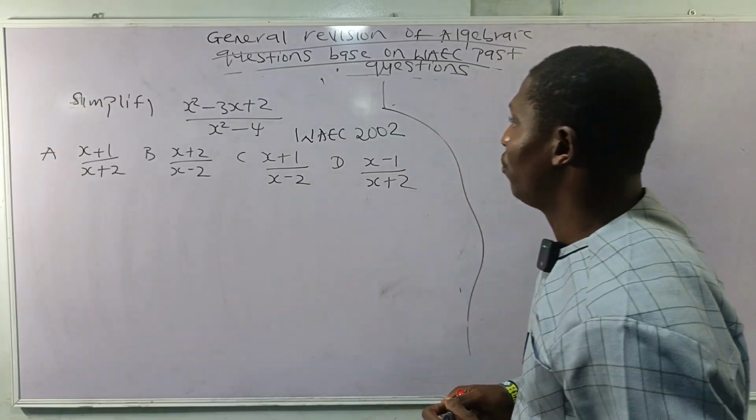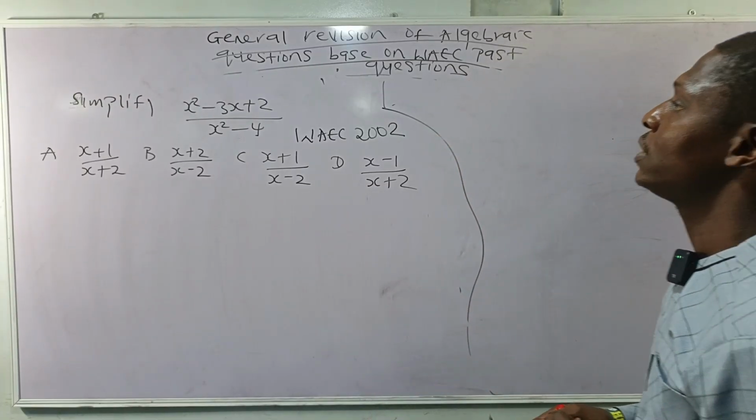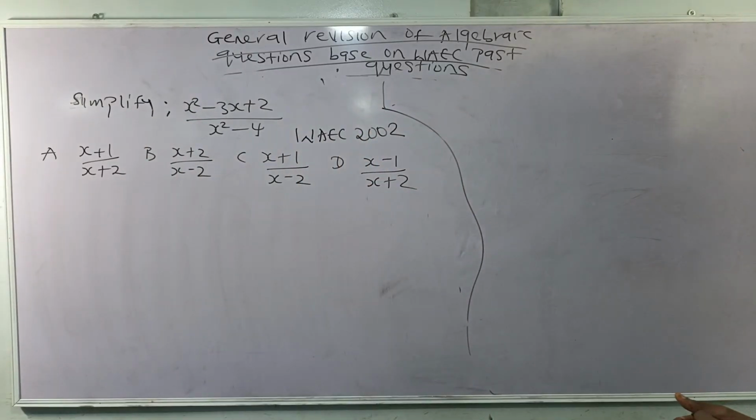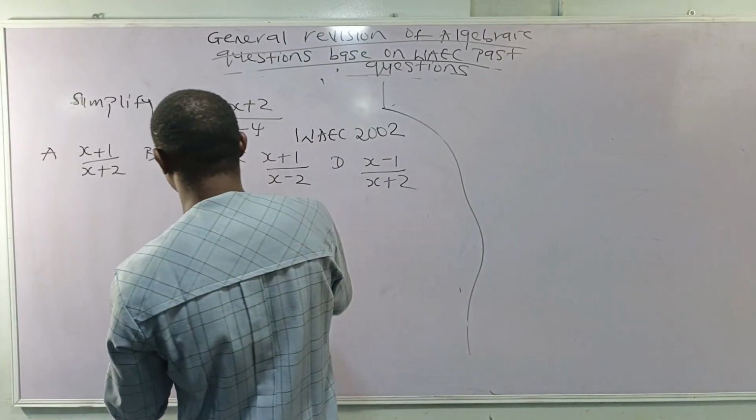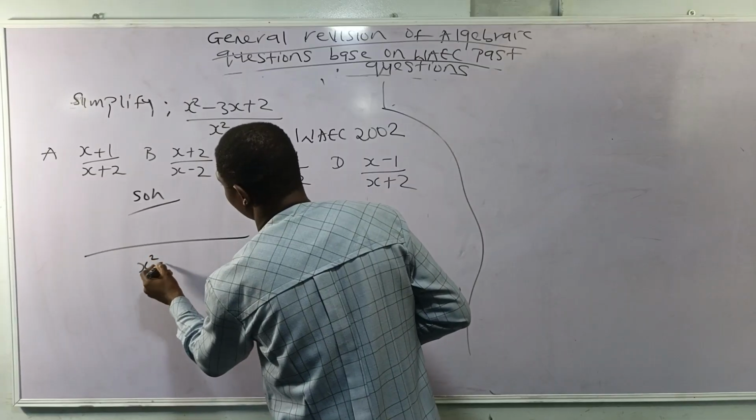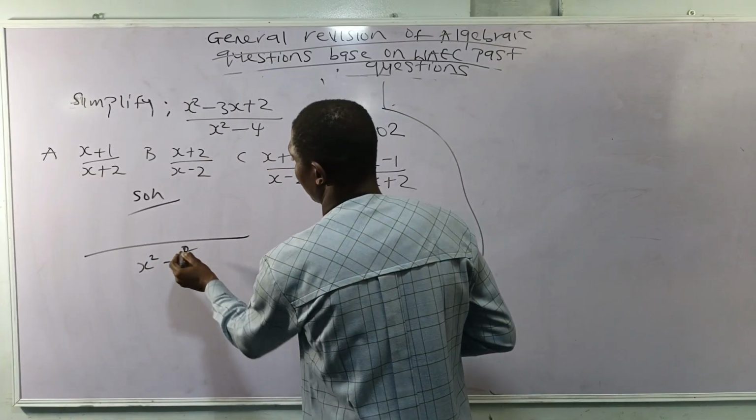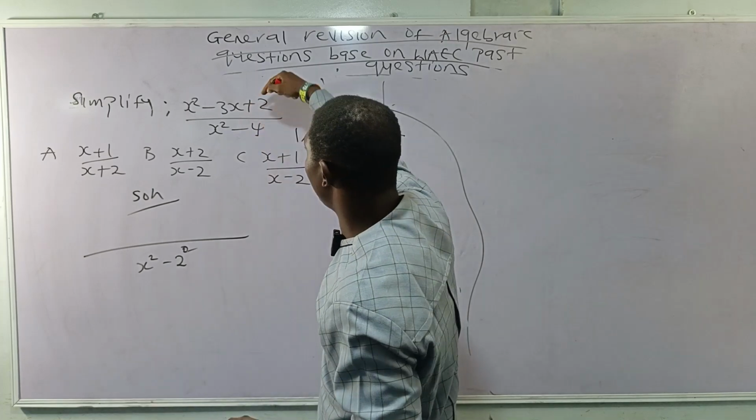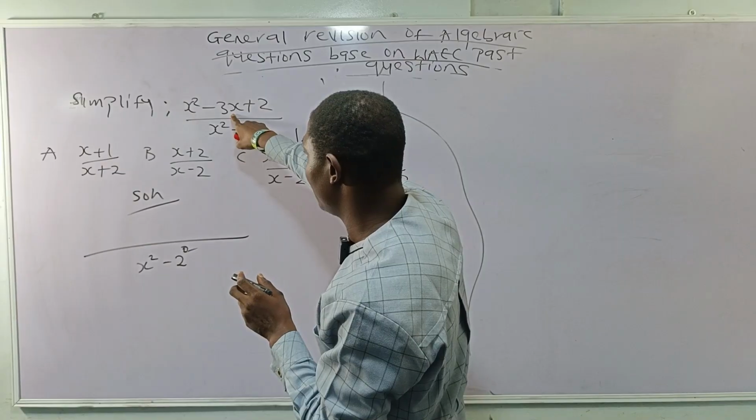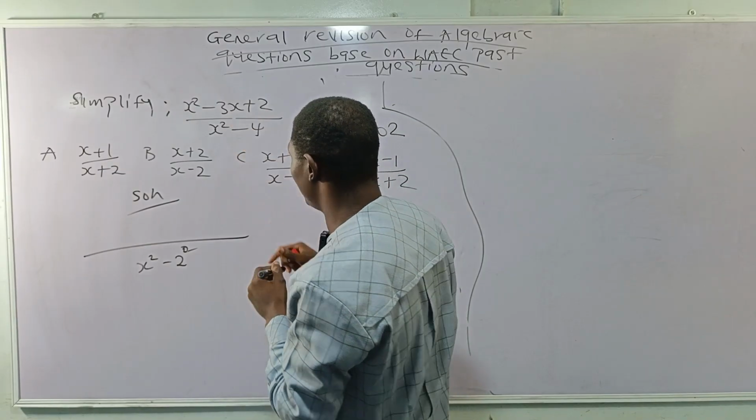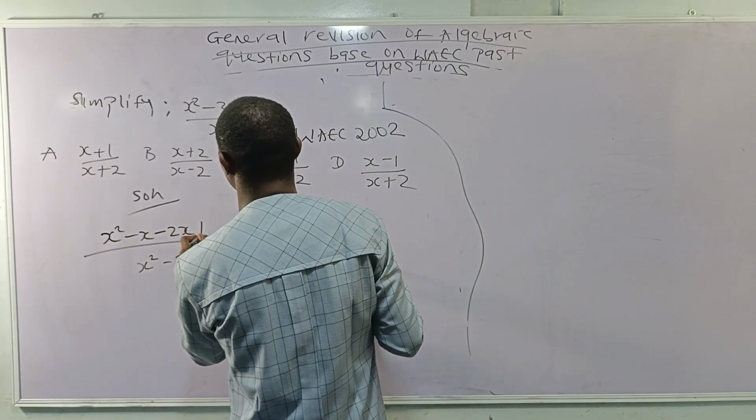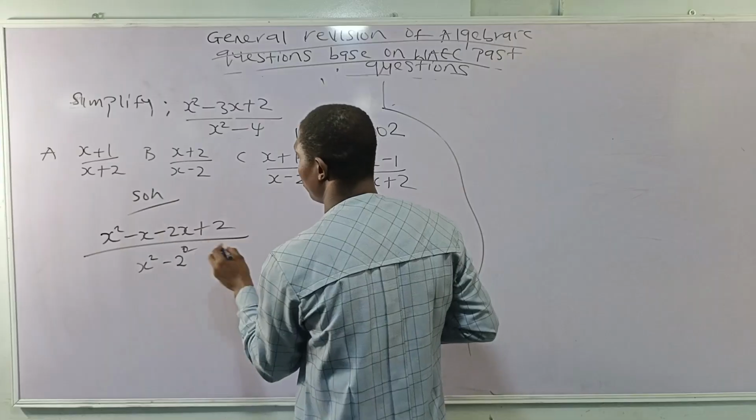So we have another question on the board, and that's WAEC 2002. It says simplify x squared minus 3x plus 2 all over x squared minus 4. First, you see the denominator is a difference of two squares. We've been doing that, so you ought to know that. Now, this can be factorized. 2 times invisible 1 is 2. And I can use 2 and 1 to get 3. Minus x minus 2x will give me minus 3x. So we have x squared minus x minus 2x plus 2. Plus minus is minus. So we are good to go.